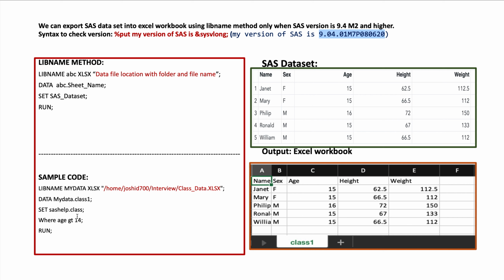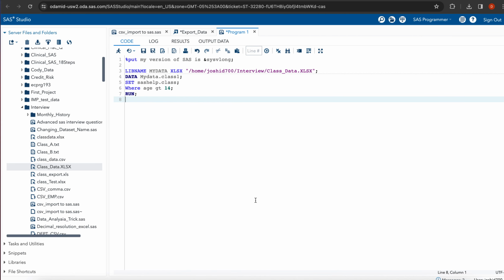When we run this sample code, we will get the result as shown on the right side, the second table. This second table represents a workbook where the sheet name is class1, and the first table represents the SAS dataset. In this example, the SAS dataset has been exported into an Excel workbook and the sheet name is class1. If we run the same code in the SAS window, we will get exactly the same result.